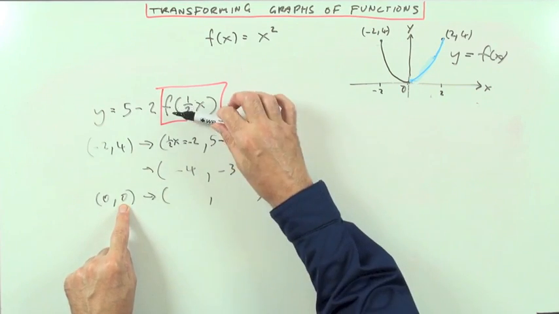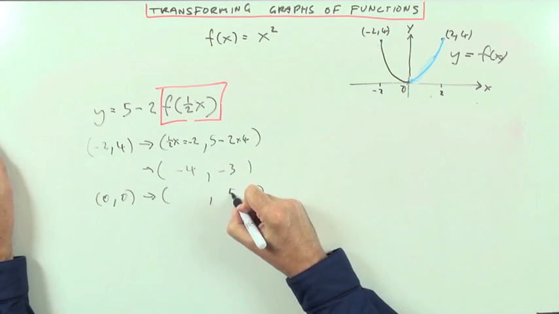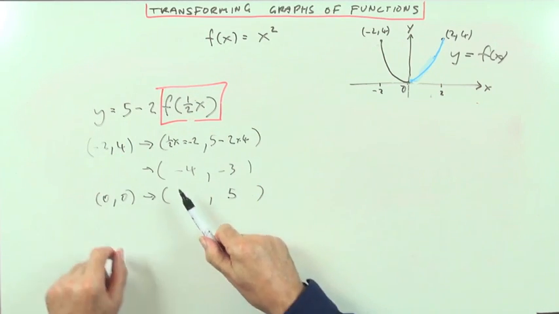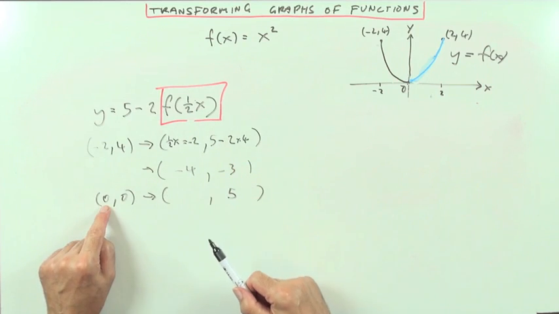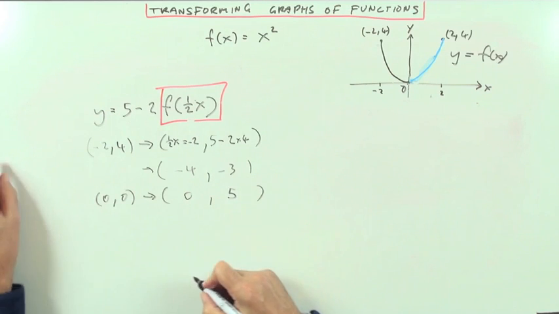The original answer was 0. 5 minus 2 zeros is 5. Where's it going to be? Well, the original position was at 0, so the new position is going to be 2 zeros and still 0.